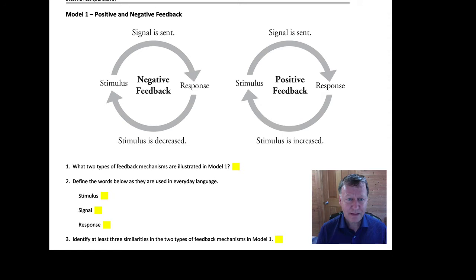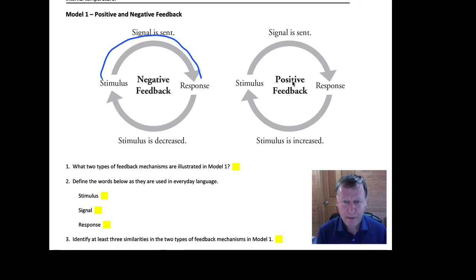Negative feedback loops are defined by when the stimulus occurs, we get our response, and the response is to decrease the stimulus. The idea here is that you are trying to stabilize the situation. You want to get back to normal rather than going in a direction that's more extreme.